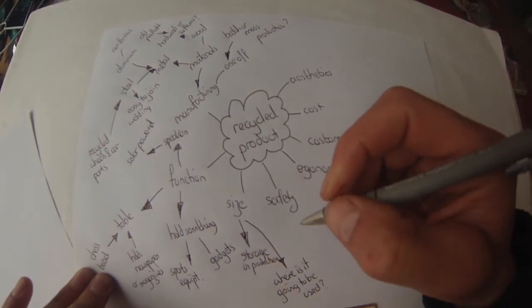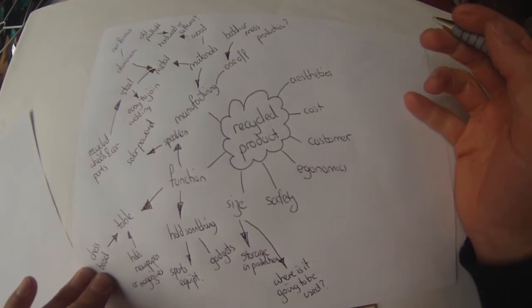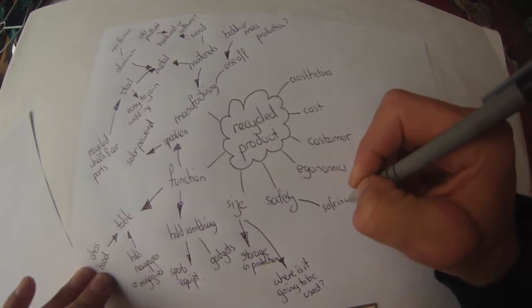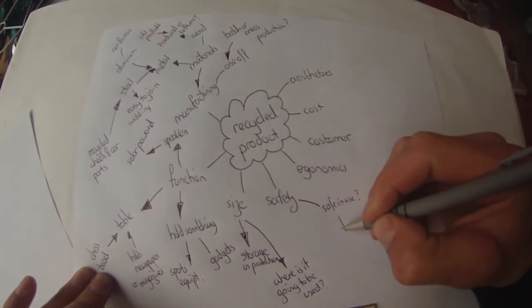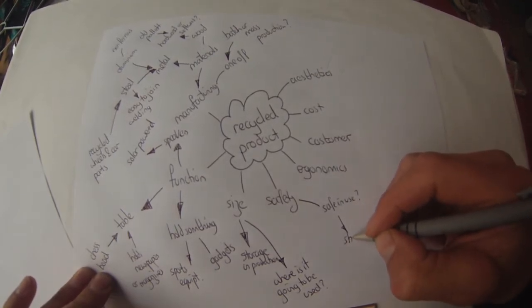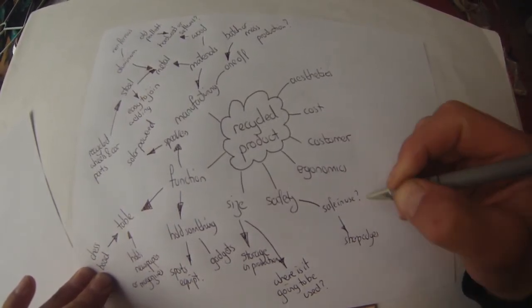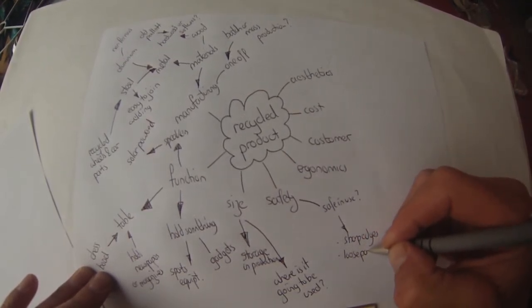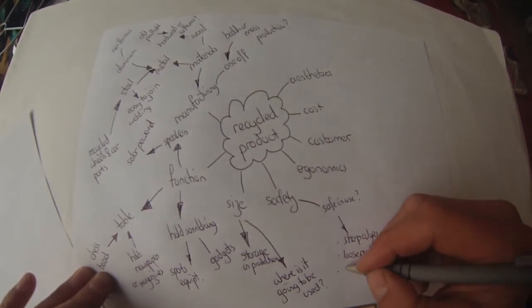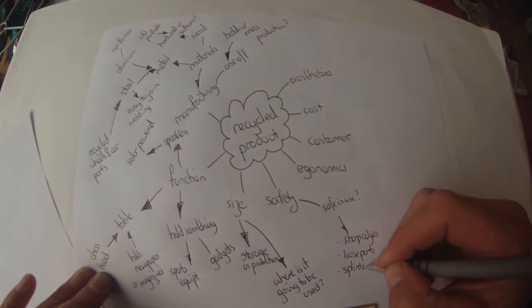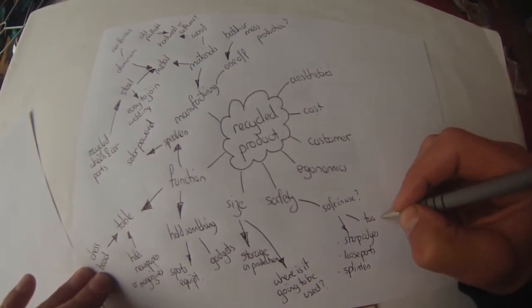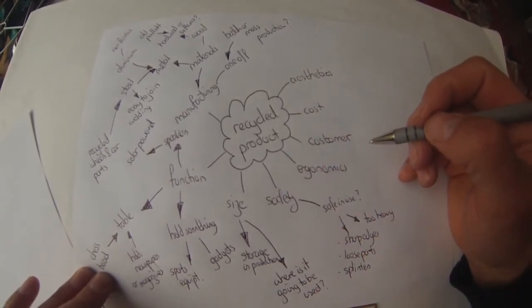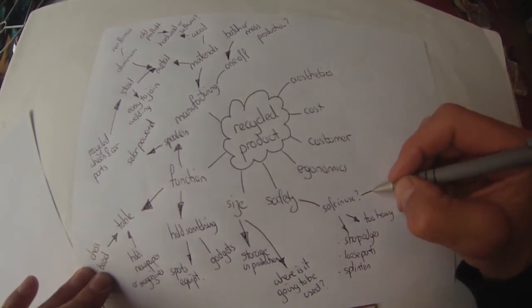Storage and production there. Safety, well obviously we want it to be safe in use. So maybe we're looking at sharp edges. Maybe we're looking at loose parts. Maybe splinters might be a problem. Is it going to be too heavy? Now, a more technical thing to consider about safety is, does your product conform to any British standards?